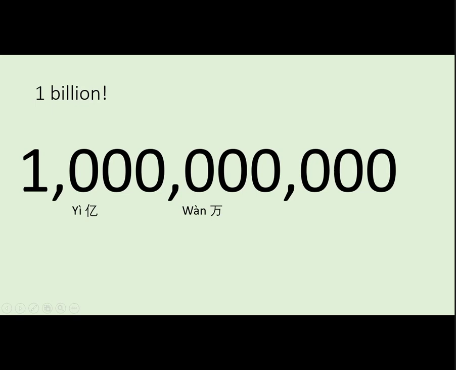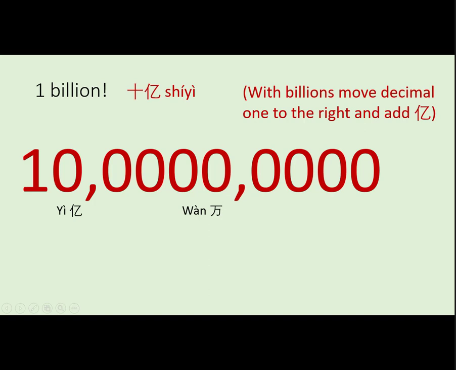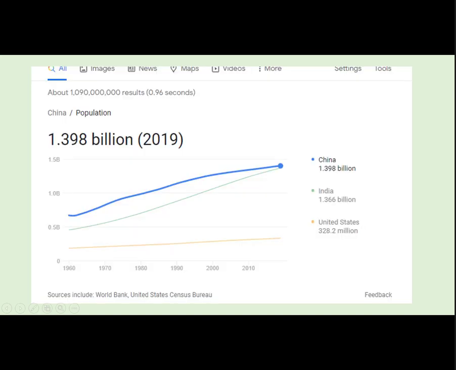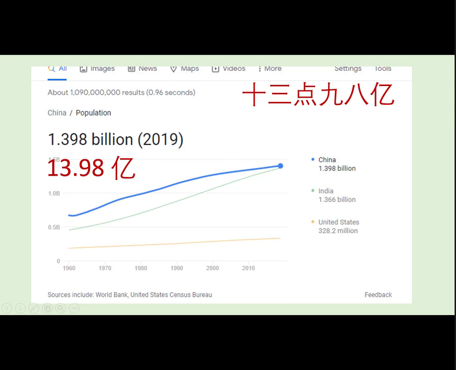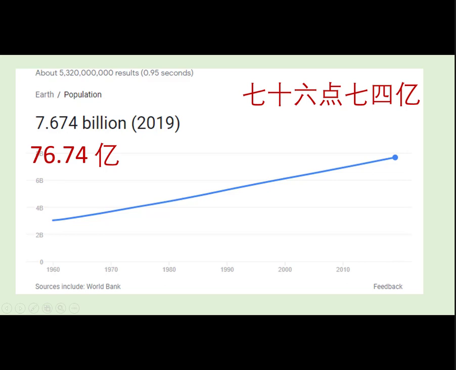1 billion in Chinese, you can see it more clearly if we write it in the Chinese comma system, 10 亿. So 1 billion is 10 亿. So with billions, this is really simple. You just have to move the decimal 1 to the right and add the word yi. So for example, if you want to say the population of China in 2019, we would move the decimal point 1 to the right and add yi. So how would you say that? 13.98 亿. What about the population of the Earth? 76.74 亿.